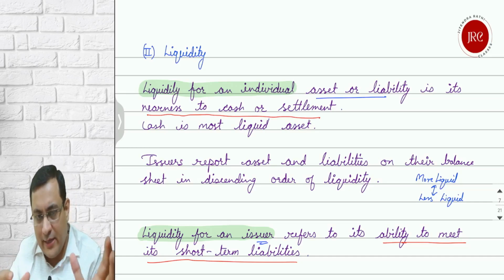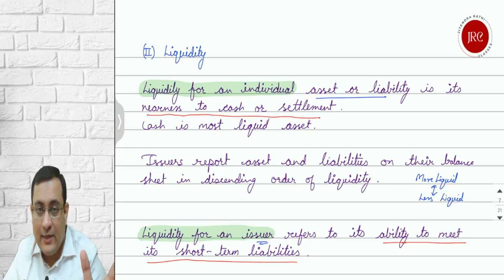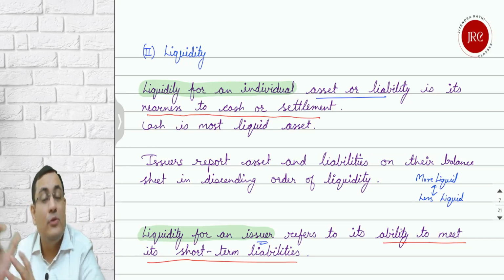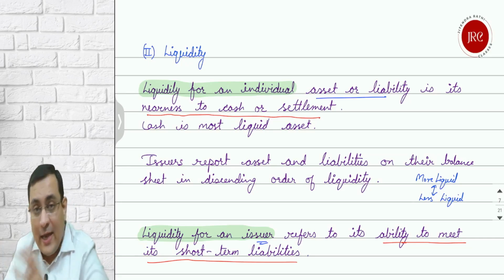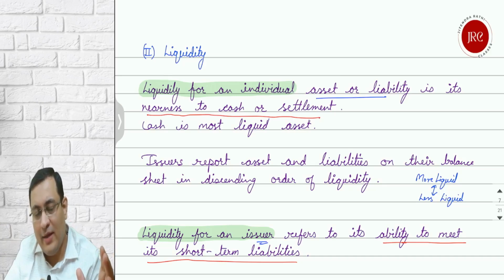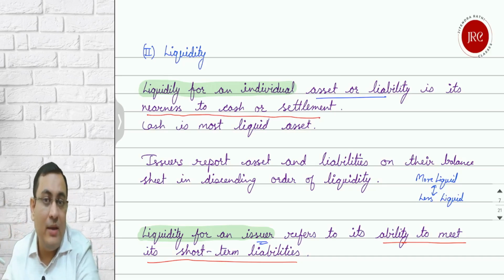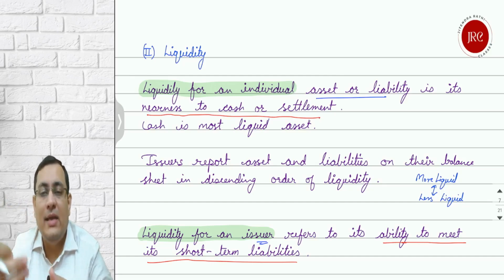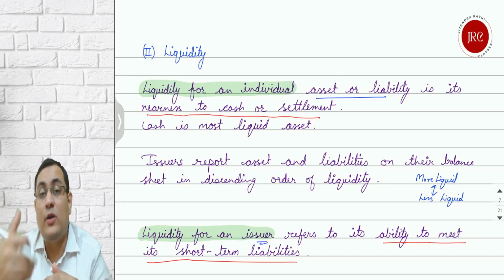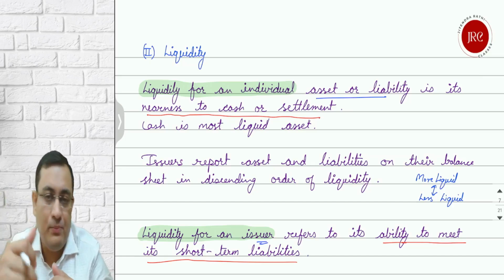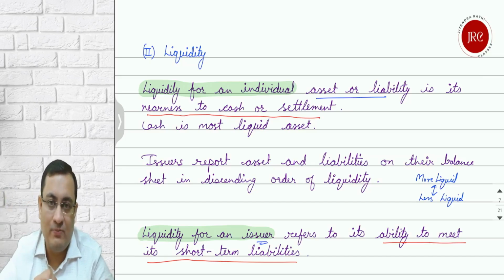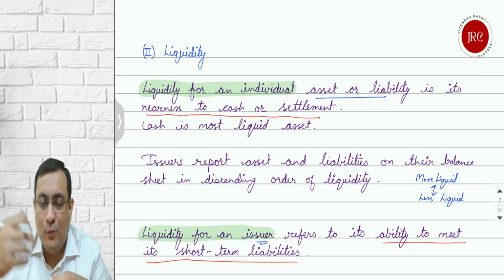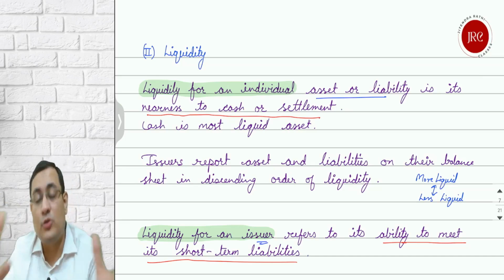The more liquid assets an issuer is holding, the better that issuer's liquidity position will be. The less liquid assets an issuer is holding, the worse its liquidity position will be. So it refers to your capacity, your ability to meet your short-term obligations. From where are you going to pay these short-term obligations? What are the sources of liquidity?